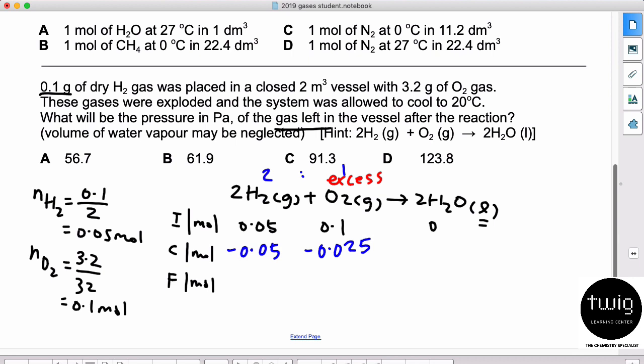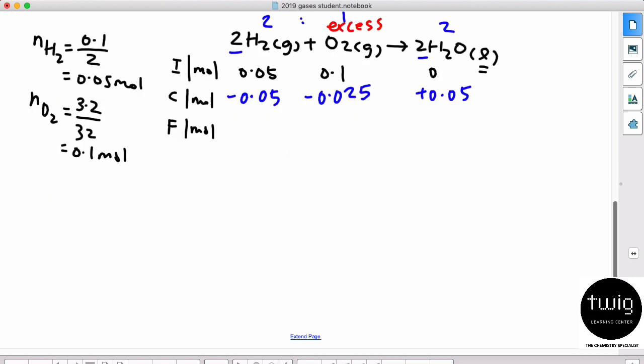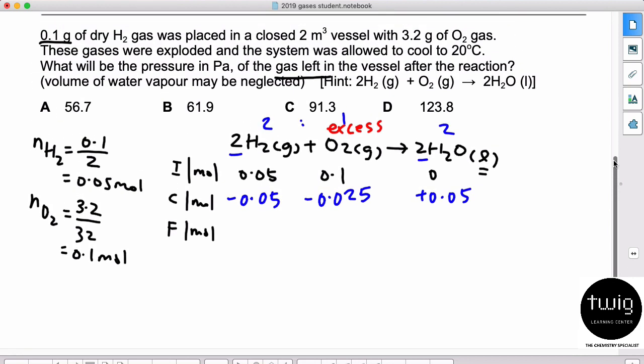For the water produced, the ratio is 2 and 2, so it's actually 1:1. So the number of moles of water produced is plus 0.05, but I don't care about the water because it's a liquid, so it's not important. I'm just writing that down. Eventually you have no more hydrogen, and you have 0.075 moles of oxygen. We only care about the leftover gas.